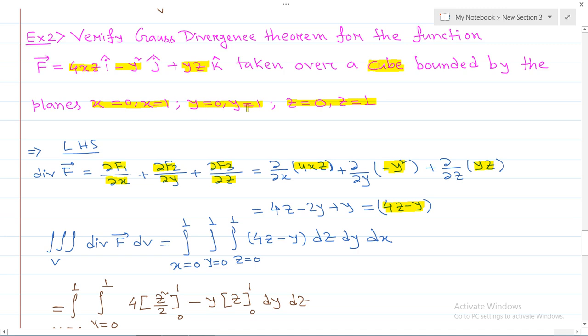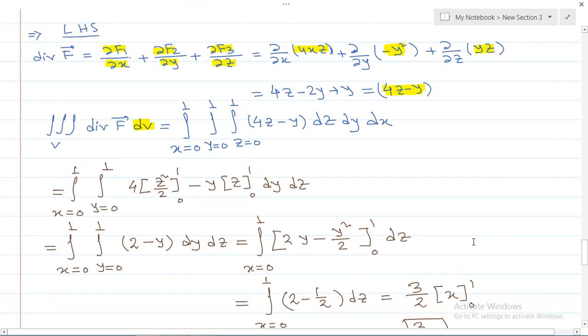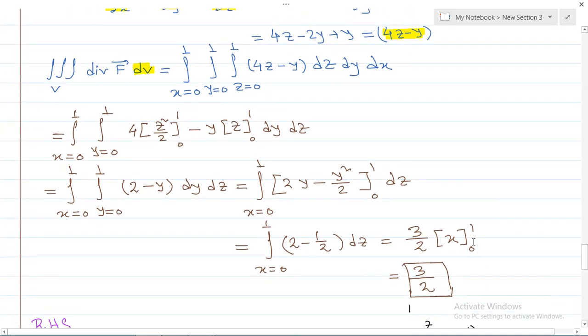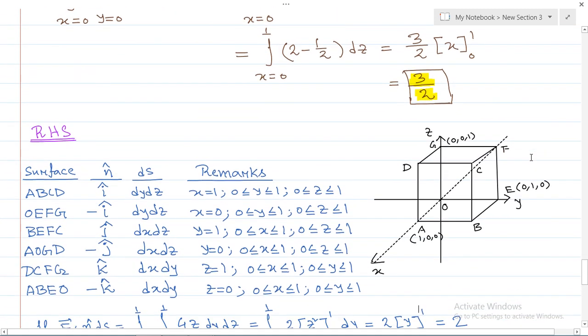to 1, y will vary from 0 to 1, z will vary from 0 to 1, and dv is nothing but our elementary volume, which is dz dy dx. Okay, so we have calculated this triple integration step by step. You can go through it, do it by yourself, and compare your result for verification. The result will come as 3/2 after the triple integration, because all the limits are constant, so the integration is quite easy to solve.